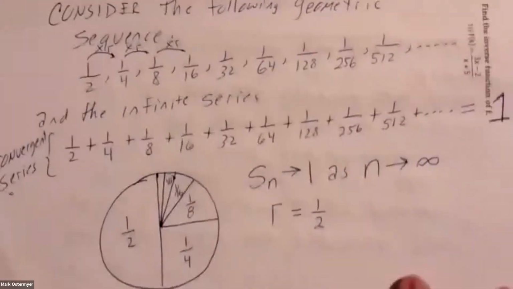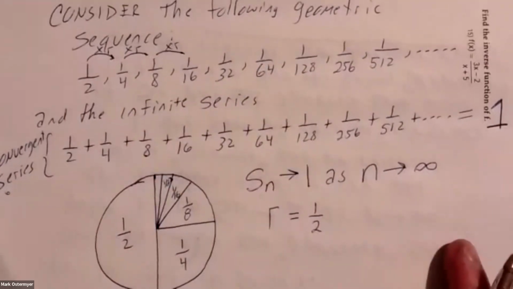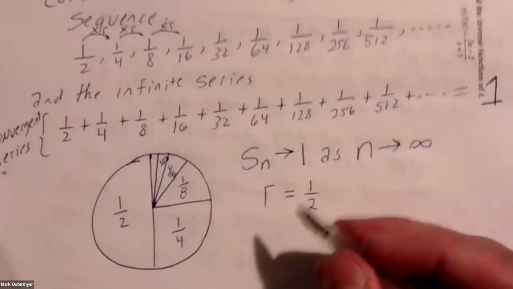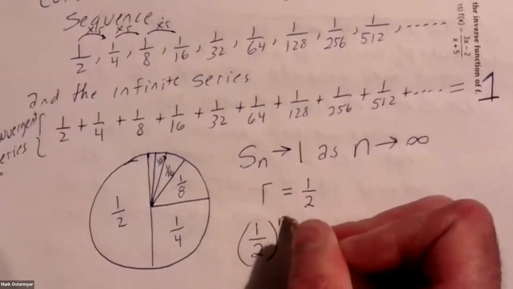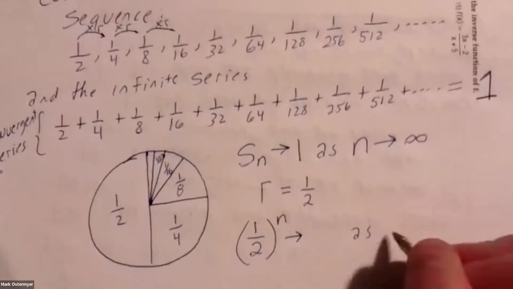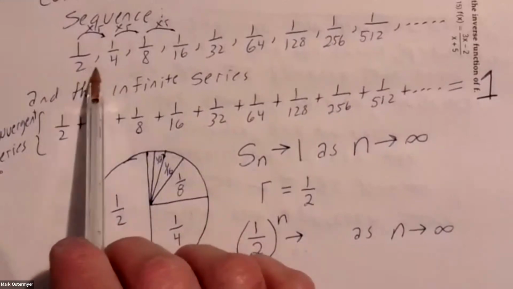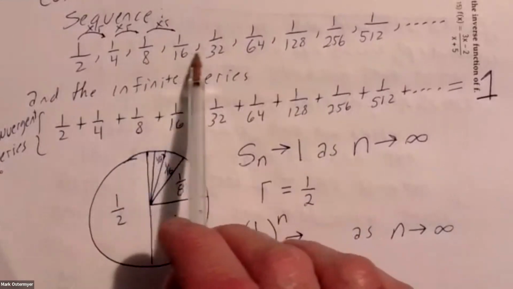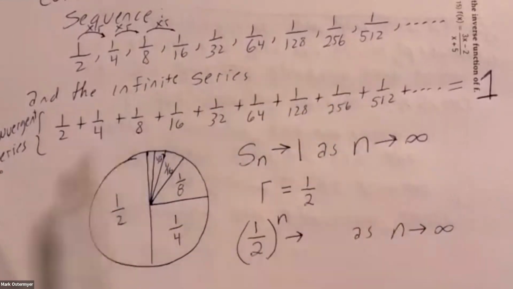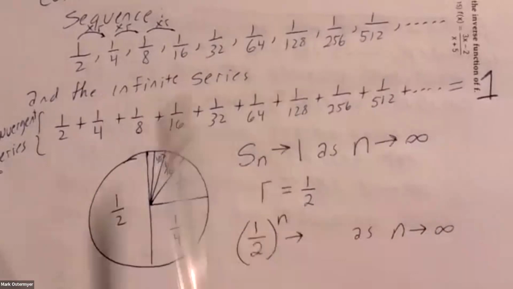1/2. You are correct. The common ratio is 1/2. The common ratio of the geometric sequence is 1/2. Here's another good question. What does 1/2 raised to the nth power approach as n approaches infinity? What's happening to these terms of this infinite geometric sequence? Are they getting bigger or are the terms getting smaller? And if they're getting smaller, what value do they appear to be approaching?